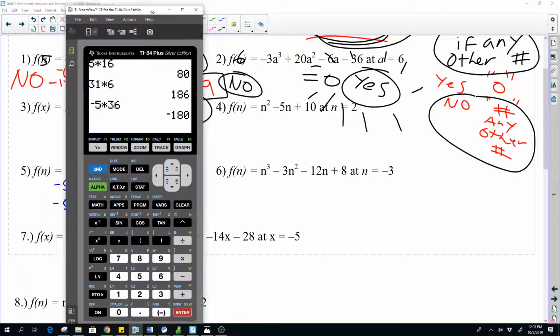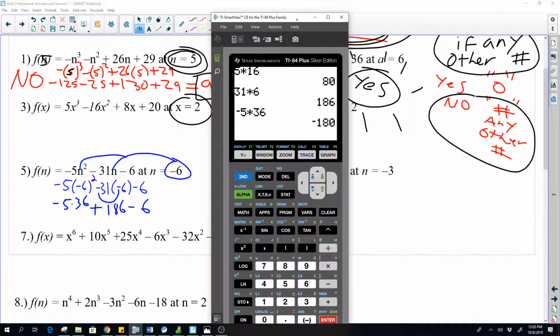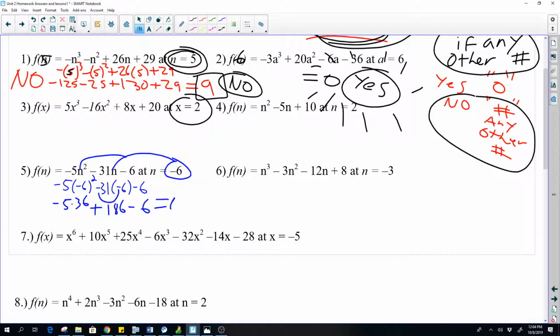Cool. So then think about it. If we want to do the rest with our calculator, we have negative 180, which is negative 5 times 36, plus 186, and then minus 6, which should give us 0, right? Because negative 180 and negative 6 is negative 186, plus 186 is 0. Excellent. So that gives us 0. And that means number 5, yes, is a factor.